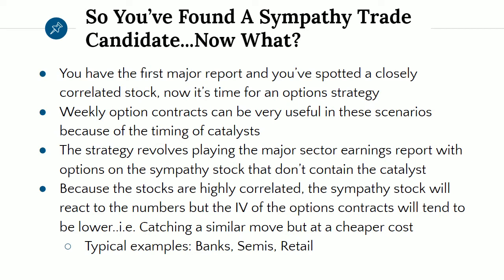The reason why is that the name with the big catalyst, the options are going to have a higher implied volatility because of that catalyst, whereas the name that's very highly correlated and doesn't have that catalyst, the implied volatility is going to be lower, because implied volatility gets juiced around events, around catalysts. So if the names are very closely correlated and tend to move with one another, then the name that doesn't have the catalyst should also move along with the name that does. But the implied volatility of those very short-term weekly options should be lower because they don't have that catalyst. I like to call this just catching a similar move at a cheaper cost. And again, banks, retail, semis, a lot of these names will tend to respond to other peers in the sector when they report.